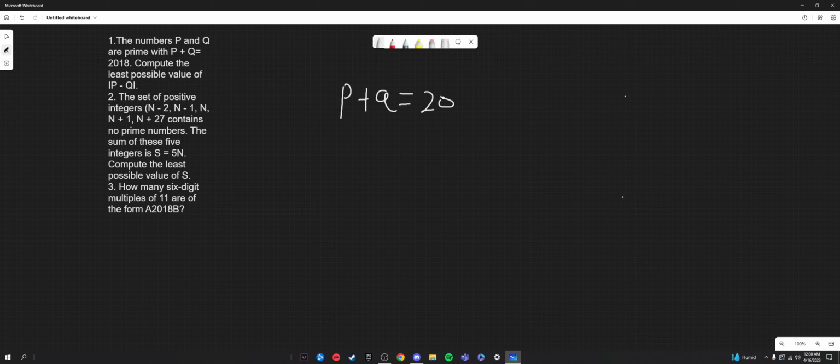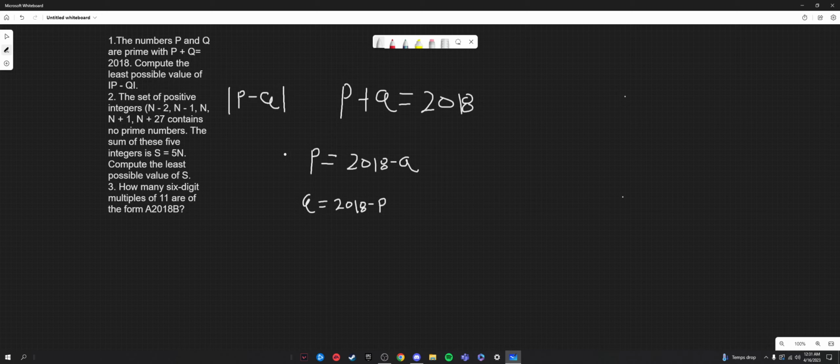P plus q is 2018, which we can then rearrange to solve for p and q. So p is equal to 2018 minus q, and of course q is equal to 2018 minus p. Now from there, I probably should have written this equation down, we have the absolute value of p minus q.